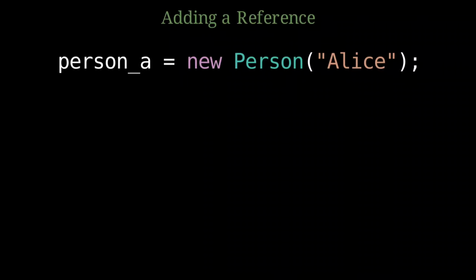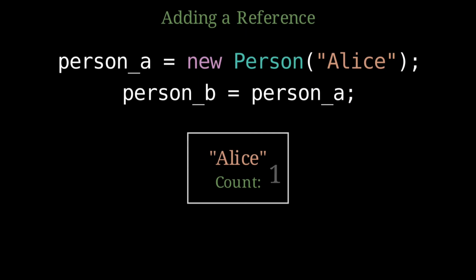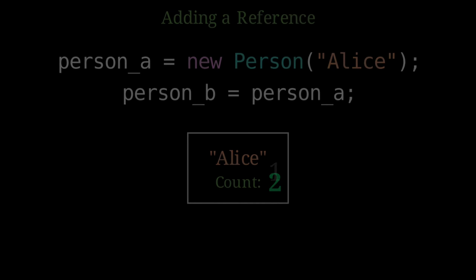Now let's say we create another reference to the same object. We assign person_b to point to person_a. Both variables now reference the same Alice object. Watch what happens to the counter. It increments from 1 to 2. The object now has 2 references pointing to it. The reference counting system tracks this change automatically. As long as the count is above 0, the object stays alive.